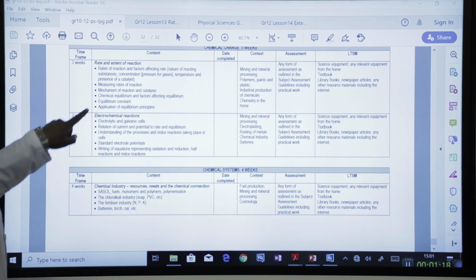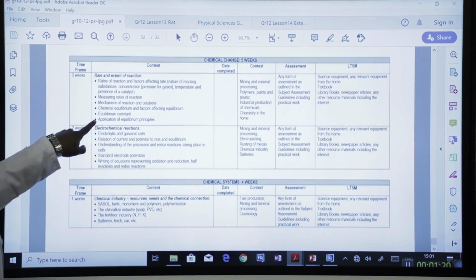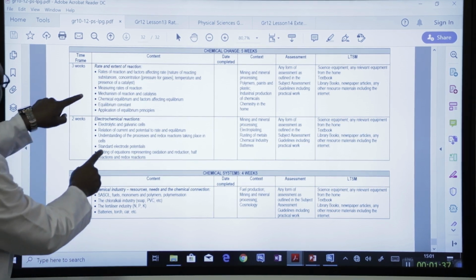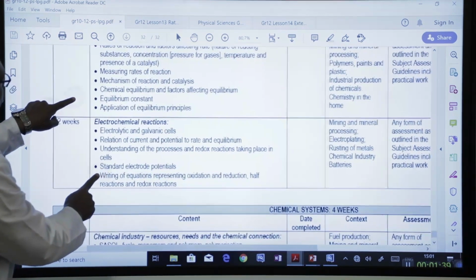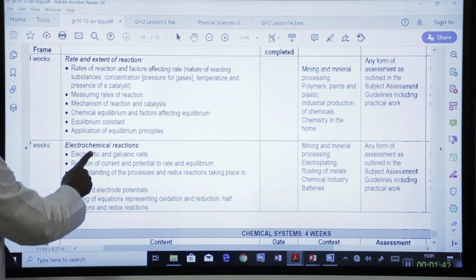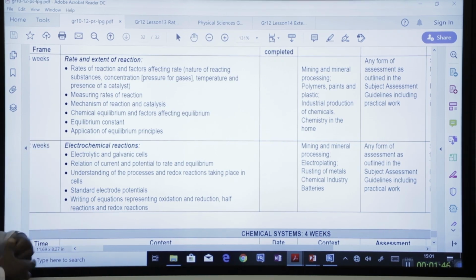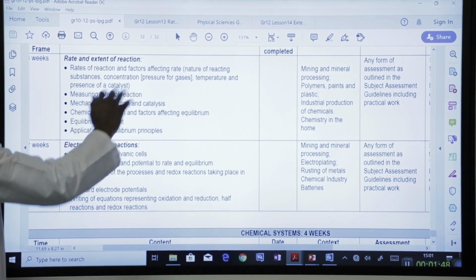We are continuing with our study of chemical changes, and we are touching on the hot questions which always give us trouble during examinations, and we are taking this revision class to address those sections or aspects which give us a lot of problems.